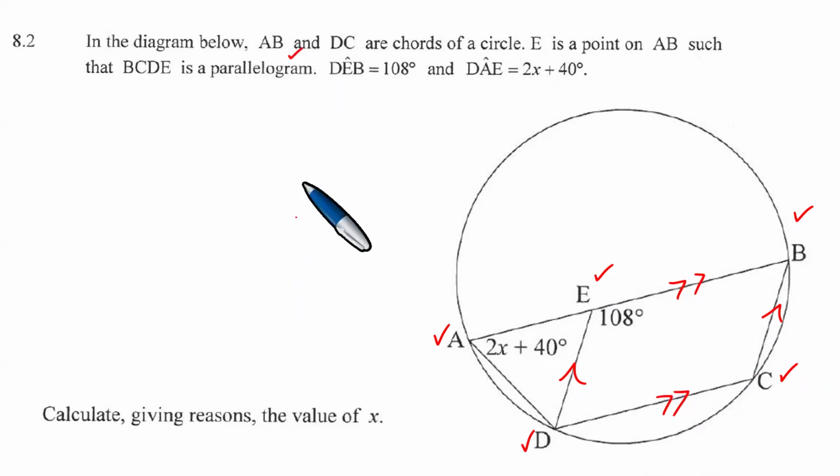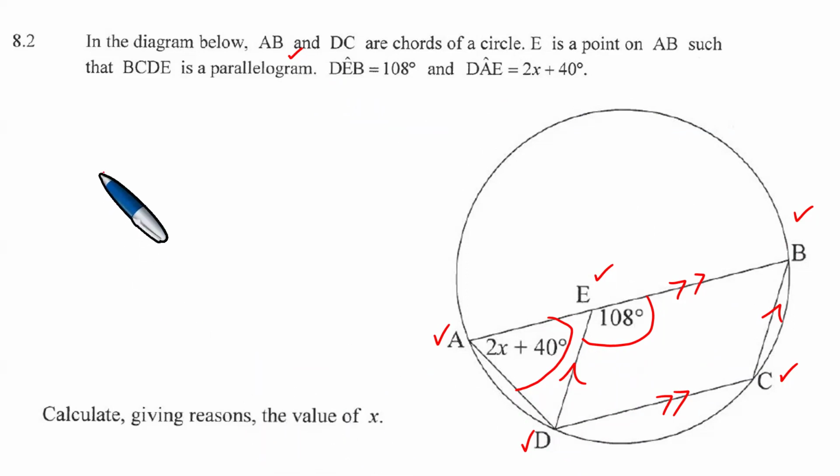Those are properties of a parallelogram. The angle DEB is 108 degrees. DAE is 2x plus 40. We need to find the size of the angle x.